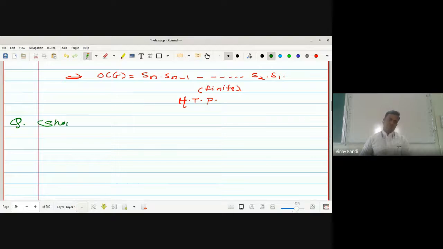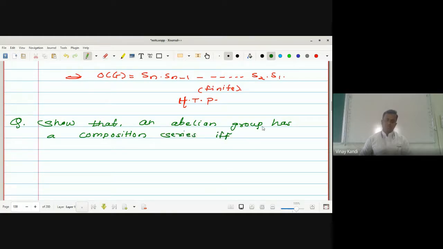Show that an abelian group has a composition series if and only if it is finite. ओके, एखाद्या अबेलियन ग्रुपला कॉम्पोजिशन सिरीज कधी असू शकते? जेव्हा तो फायनाइट असेल तेव्हाच. जर तो फायनाइट नसेल तर त्याला कॉम्पोजिशन सिरीज नसेल. ओके, show that an abelian group has a composition series if and only if it is finite. Okay, good.